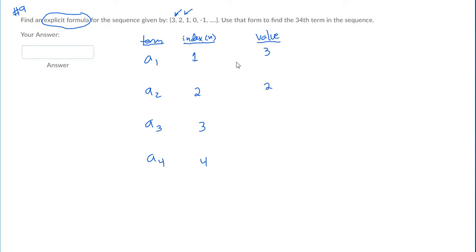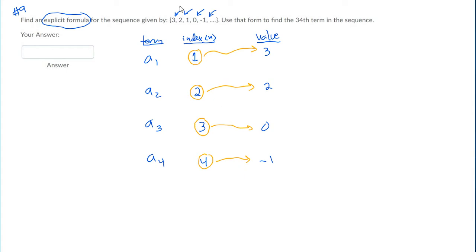For my third term, I want to get a 0. And for my fourth term, I want to get a -1. Now our job, and it's going to seem a little bit strange, but this is our job, we need to figure out a way to take these index numbers and use them as an input to generate these values. And it has to be a rule that works for all of them. I need a rule that takes the index numbers and generates these values for the terms.